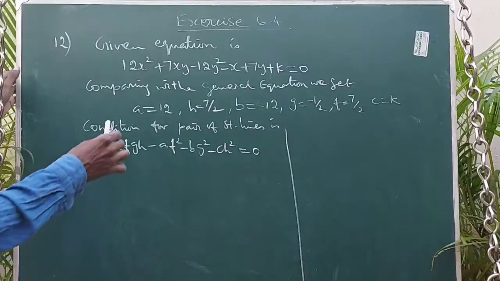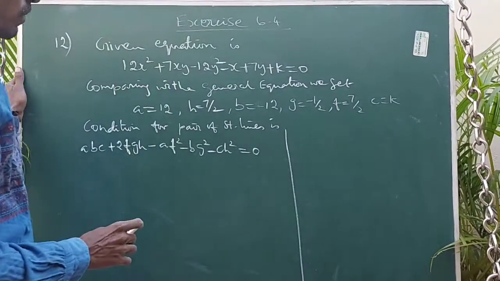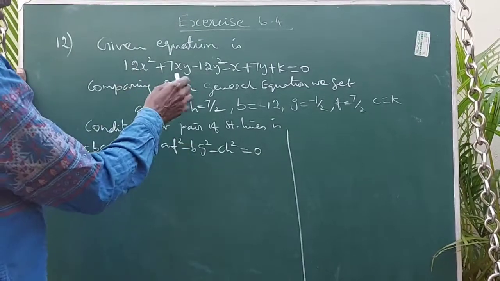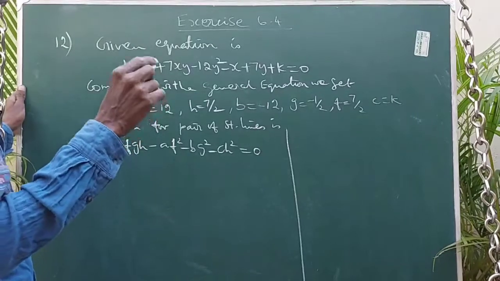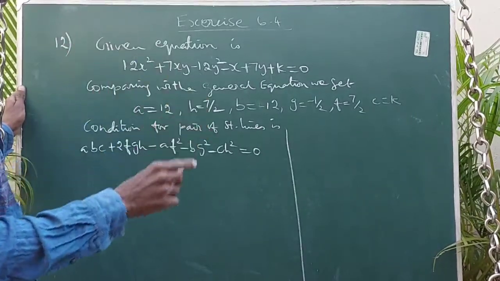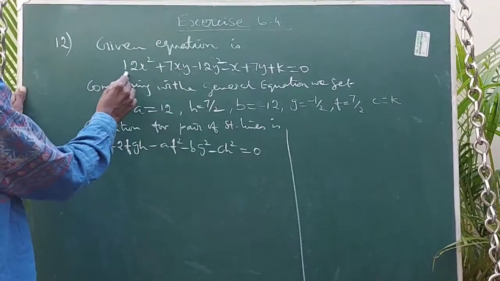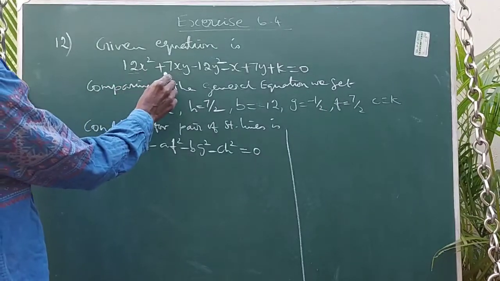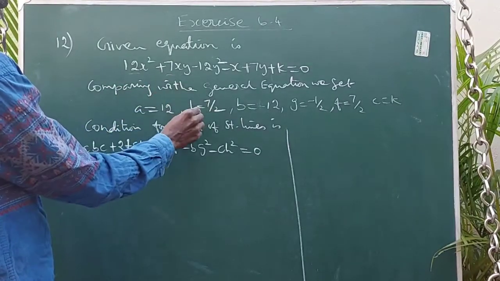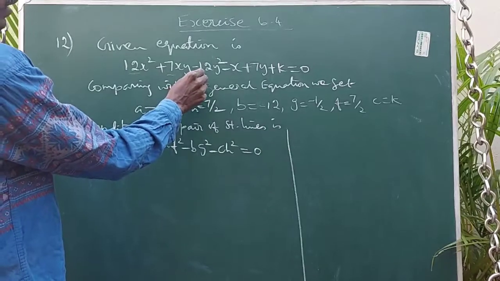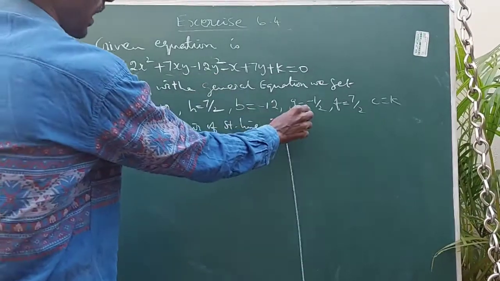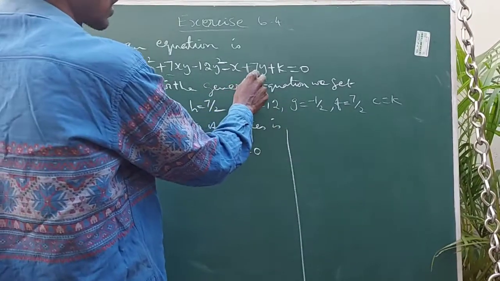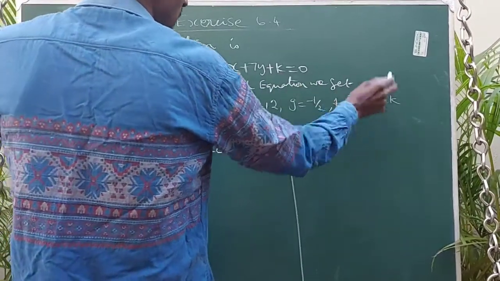Okay. So, just write the given equation and compare with the general equation ax² + 2hxy + by² + 2gx + 2fy + c = 0. So, what is in the place of a? 12. In the place of 2h is 7. So, h equal to 7/2, b equal to −12, 2g equal to −1, g equal to −1/2, 2f equal to 7, f equal to 7/2 and the constant c equal to k.